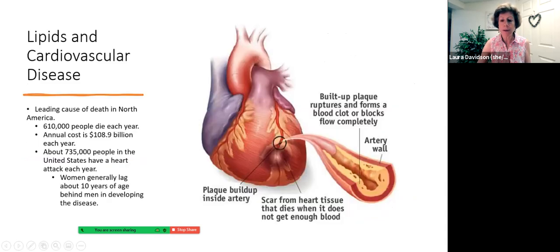But why it's important health-wise has to do with cardiovascular disease. Cardiovascular disease is the leading cause of death in North America for both men and women, by the way. Keep that in mind. Number one cause of death for women as well. Women lag behind in terms of when they develop heart disease, much due to different hormones. However, it is the leading cause of death. And if you look at the numbers here, they are incredible, right?